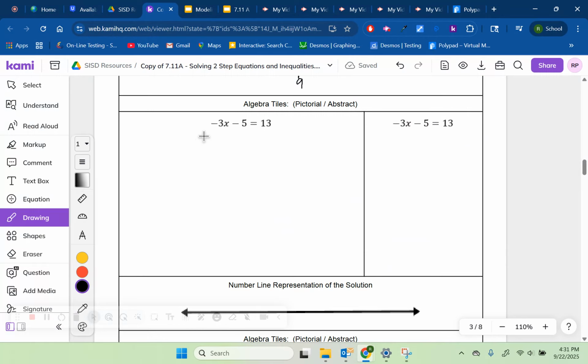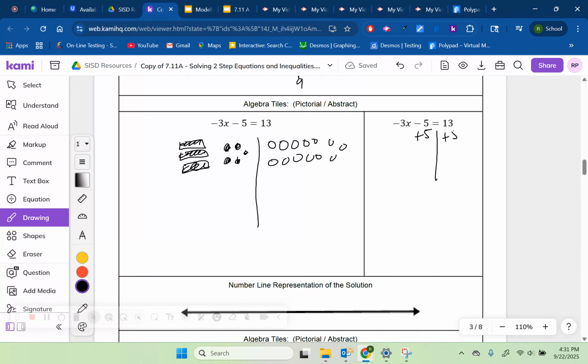I guess I can go ahead and model with a negative 3x, so you can kind of see it over here. Negative 5 equals 13. And over here, it's going to be that plus 5 on both sides. This will cancel. We bring down that negative 3x equals 18. Here it's plus 5 on both sides. They're gone. 3, 4, 5.